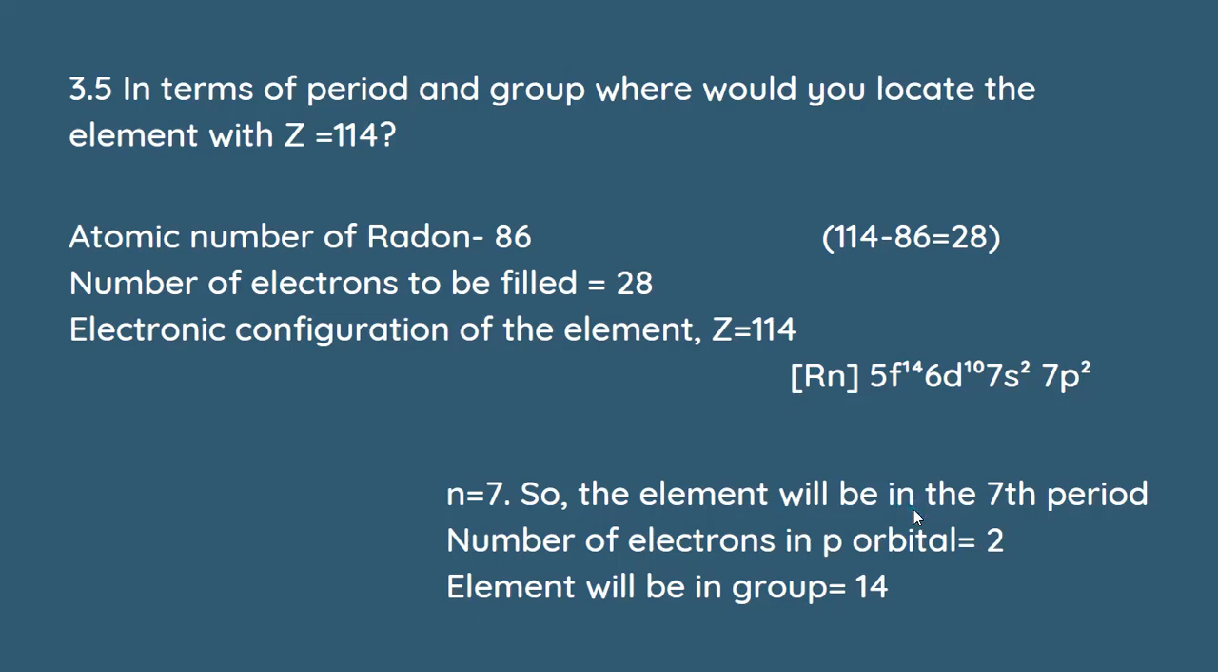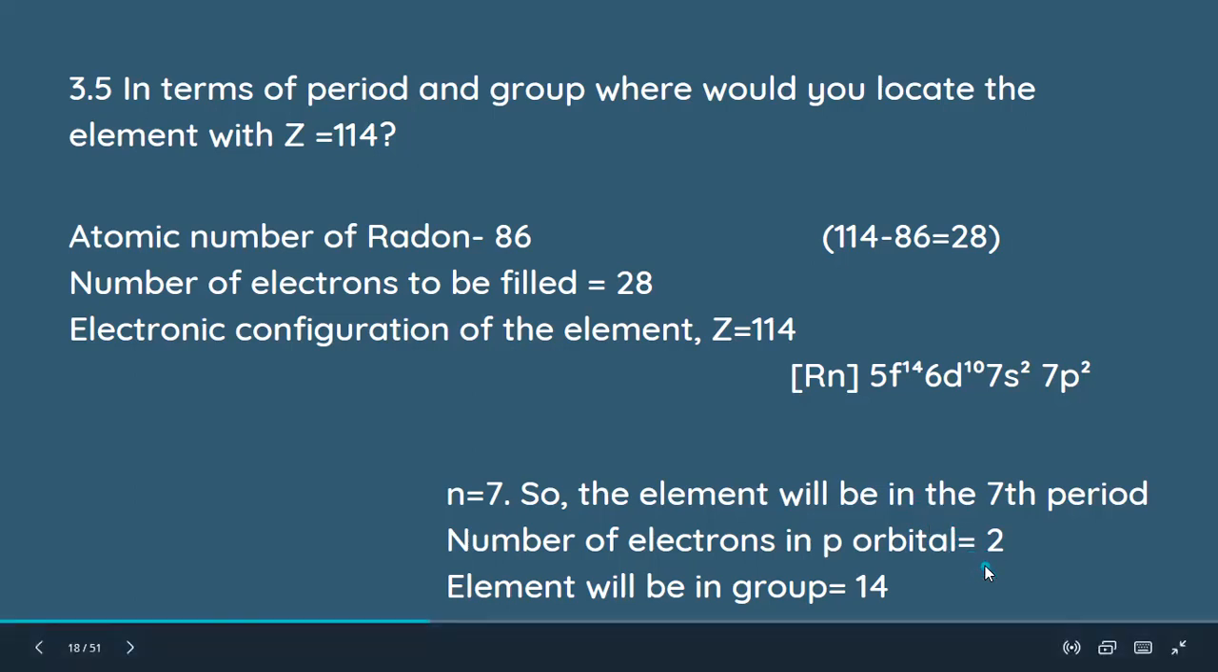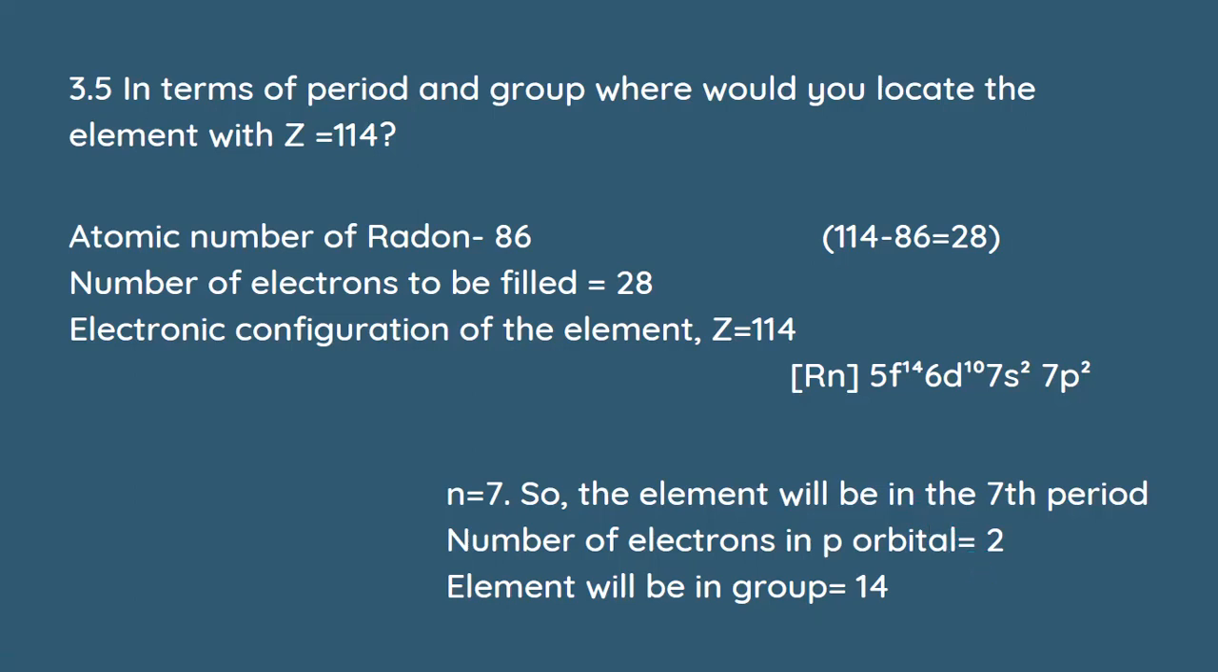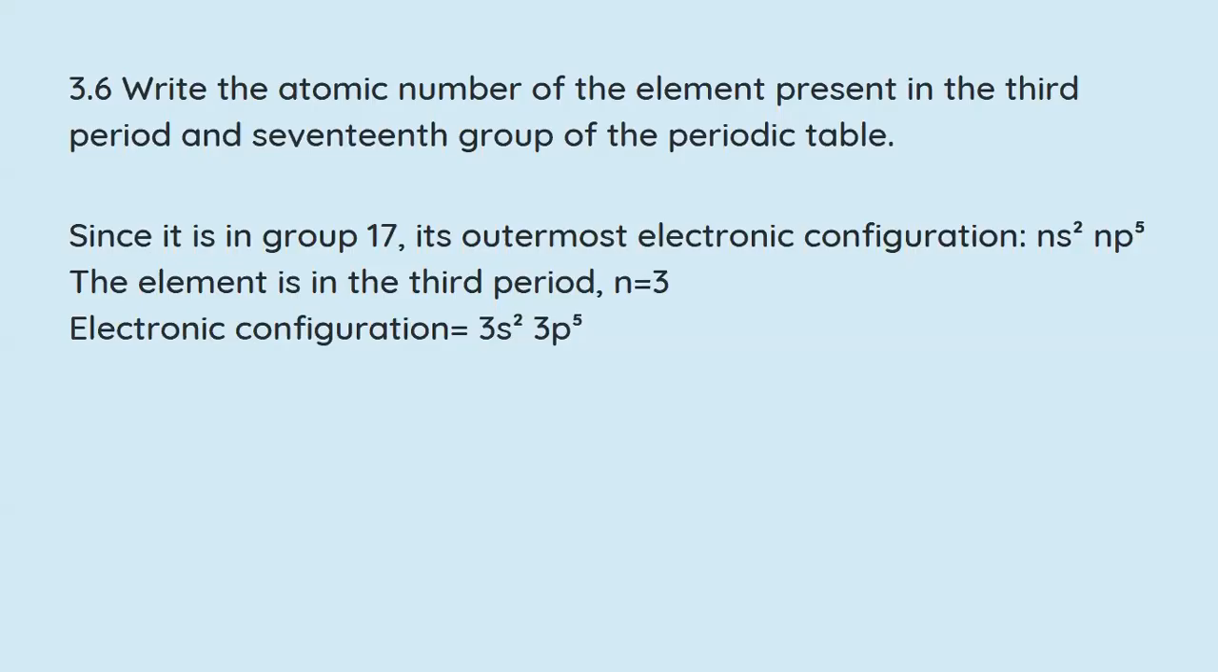That's because you can easily figure this out with respect to the noble gas configuration. Noble gas will have 6 electrons in the p shell. This only has 2, so it's 4 blocks before the 18, that's 14.